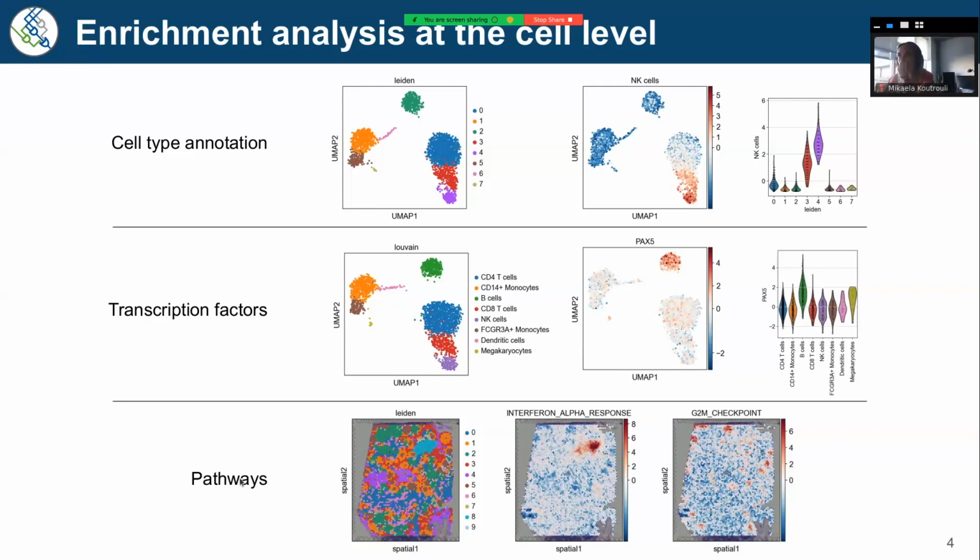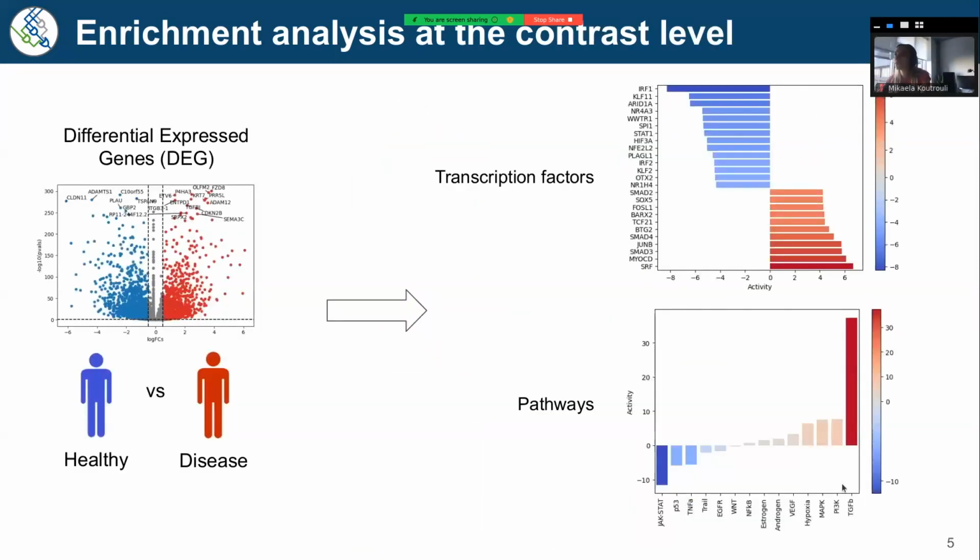We can also estimate pathway enrichment scores. Here, just to show that this can also be applied to spatial data, we do it on a Visium slide. Here we have a Visium slide with different clusterings. And we see that, for example, this cyan cluster seems to be enriched by interferon alpha response, or there are different spatial distributions of the G2M checkpoint, right?